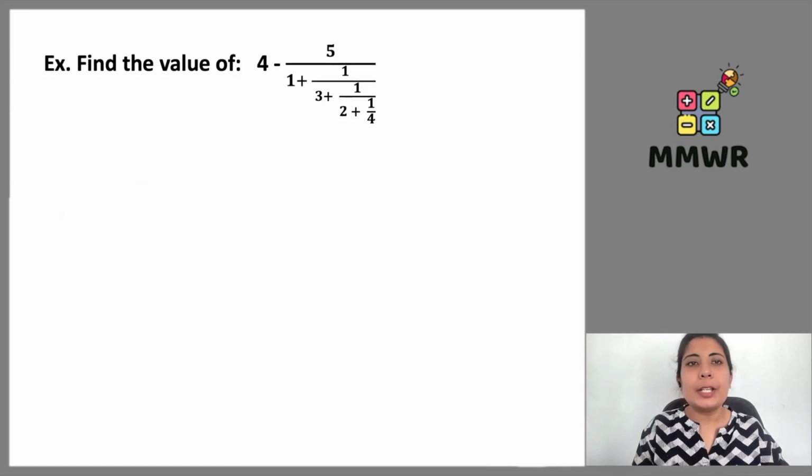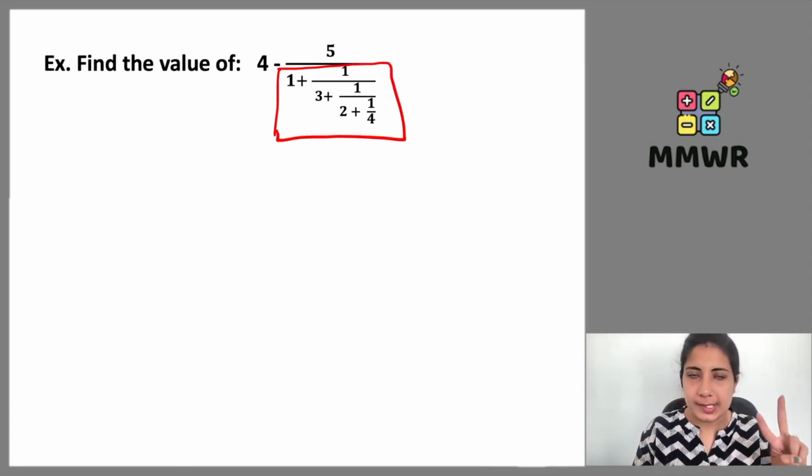So the next example here, we have to find the value of this continued fraction: 4 minus 5 upon 1 plus 1 upon 3 plus 1 upon 2 plus 1 upon 4. So first target is to simplify this. I'll show you two methods here.